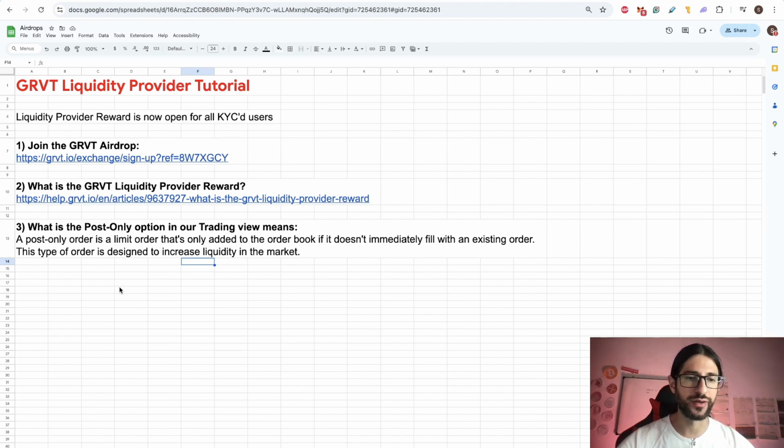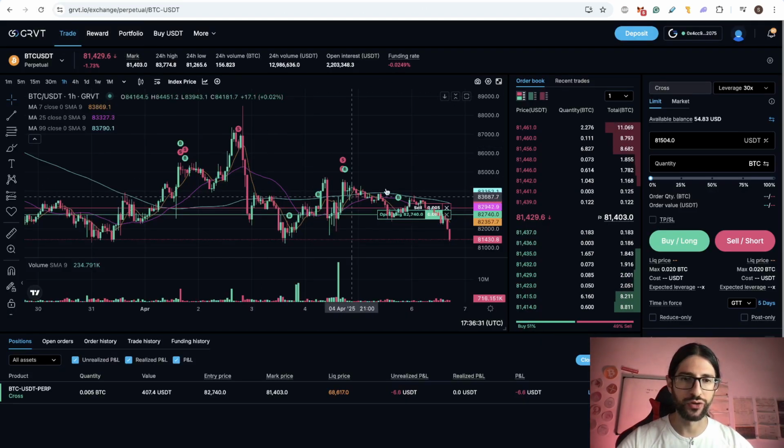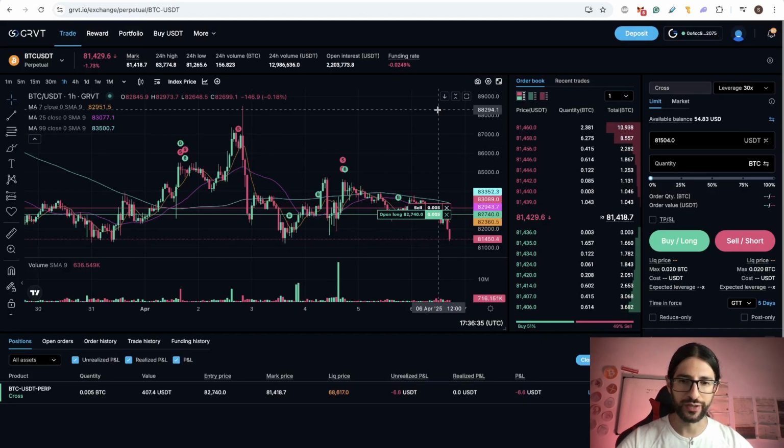This type of order is designed to increase liquidity in the market. So this is exactly what you need to do. Basically, when you are here on your trade view on the GRVT platform, you can see I have been doing some buy sells, starting to post some trades.